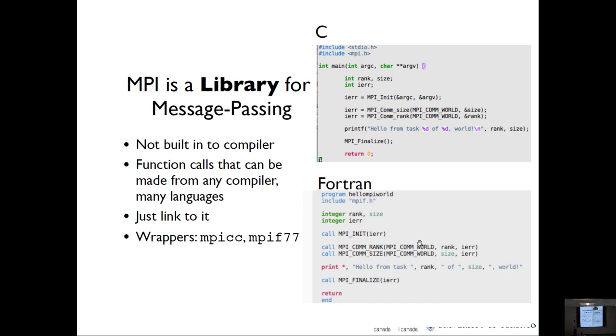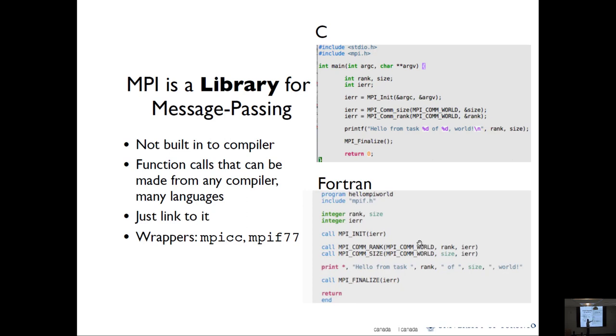And what it is, is just a bunch of function calls. It's not built with a compiler, they're just function calls. So if we look at the C example over here, you'll see this MPI_Init, there's a comm rank, and then a finalize. We'll talk about each of those individual pieces, but you're always going to see those four in any MPI code. And if it's in Fortran, it's the same thing, just with more capitals, because everybody in Fortran likes to yell.